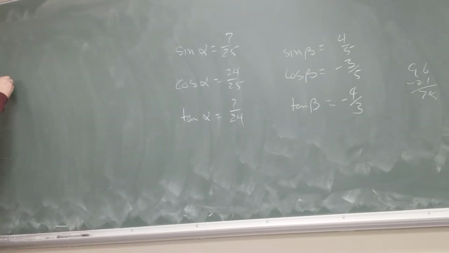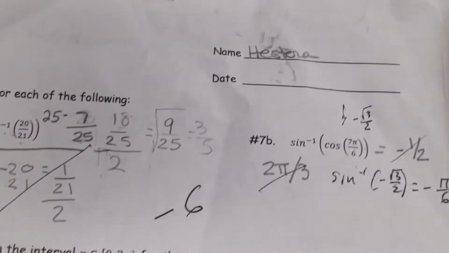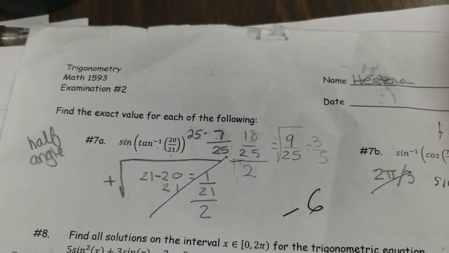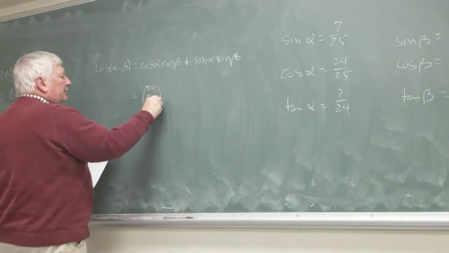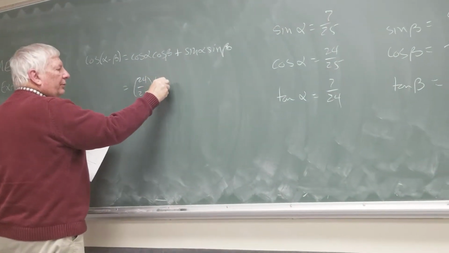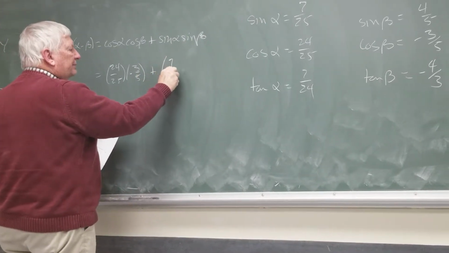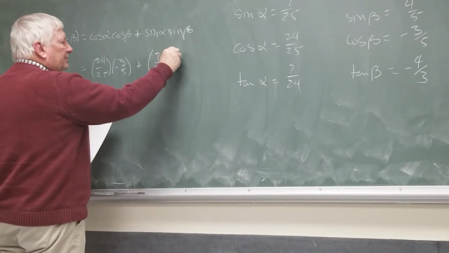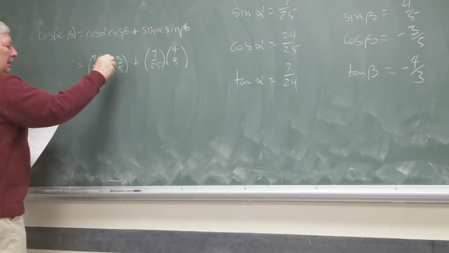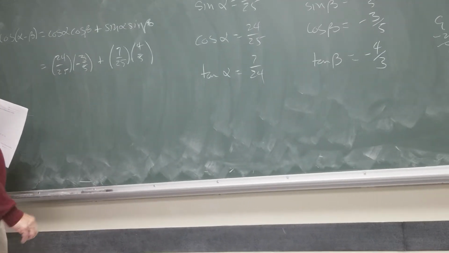Cosine alpha minus beta is cosine alpha cosine beta plus sine alpha sine beta, which is, let's see, 24/25 times negative 3/5 plus 7/25 times 4/5, negative 72 plus 28.